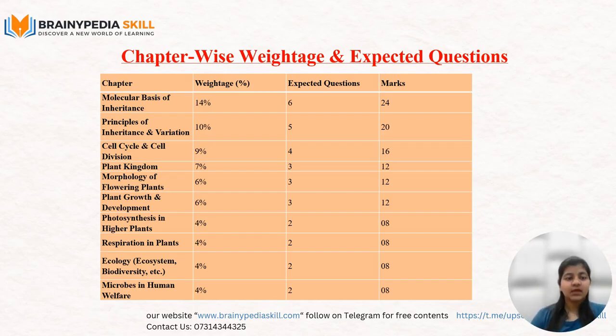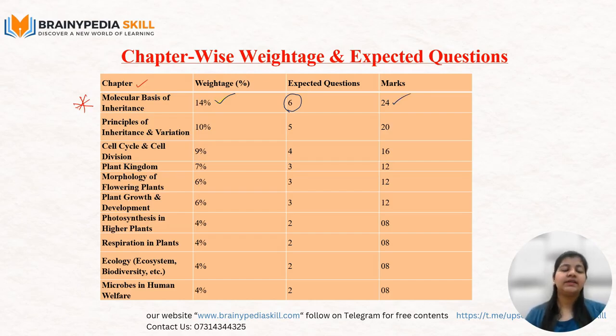Okay. So first, as I told you in the previous slide, your molecular biology or molecular basis of inheritance is the most important chapter. As you can see, it covers around 14%. Expected questions from this particular chapter will be 6, and you can gain marks up to 24. So it is not exactly marks, but yeah, it is approximate.